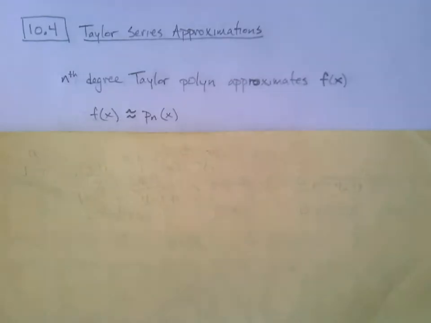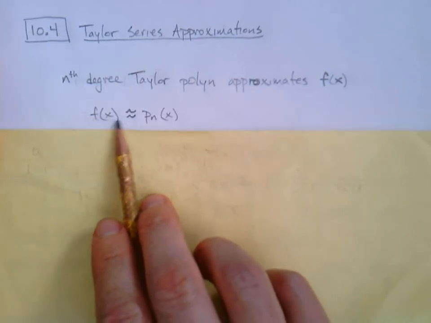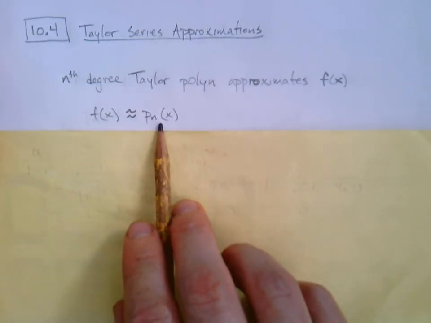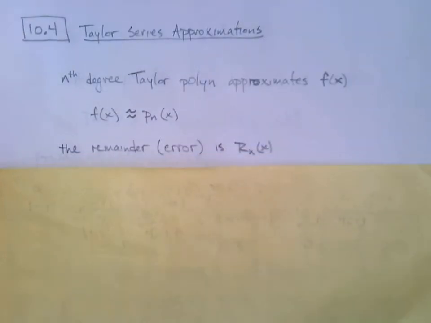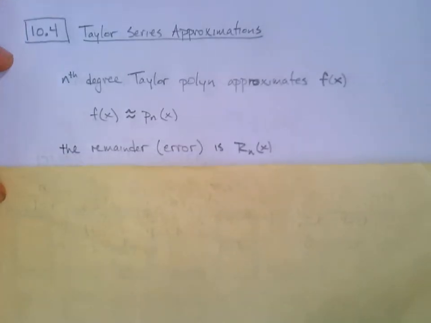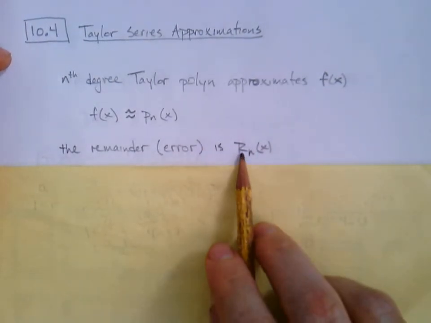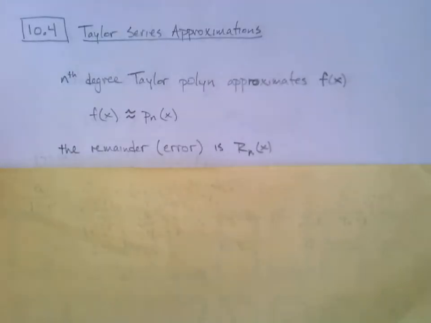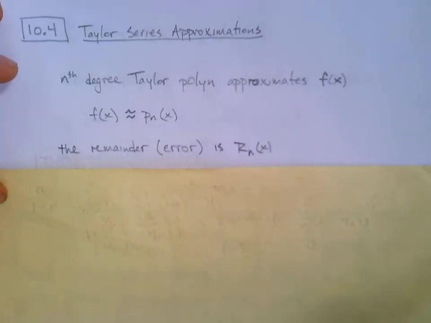Okay, so I'll say f of x is approximately equal to the nth degree Taylor polynomial. The remainder, sometimes referred to as the error, we say is capital R sub n of x. So that's the nth degree remainder for the Taylor polynomial.